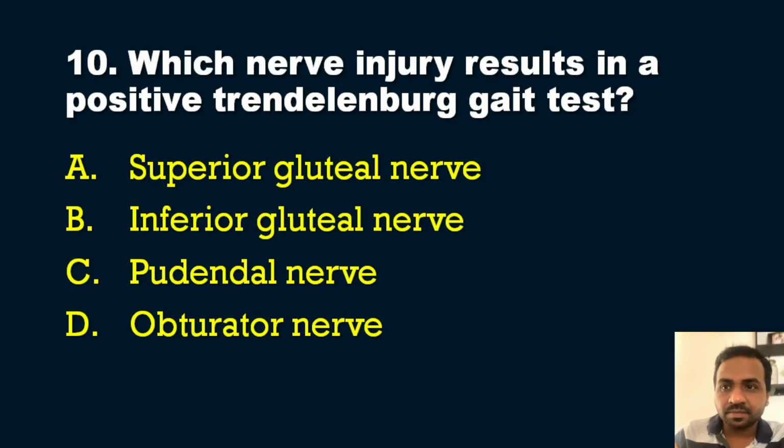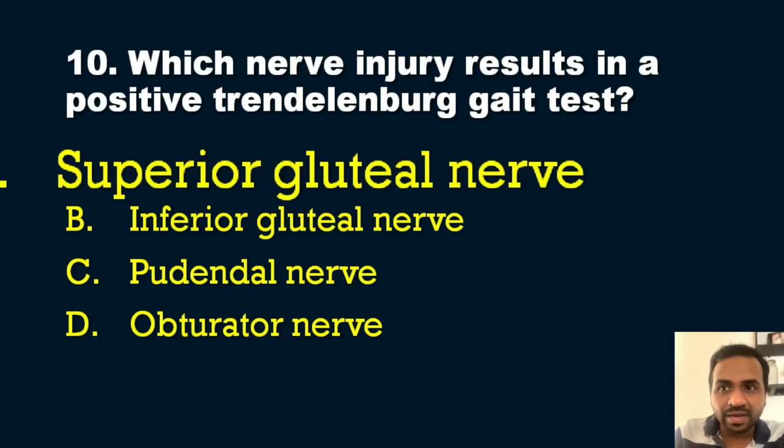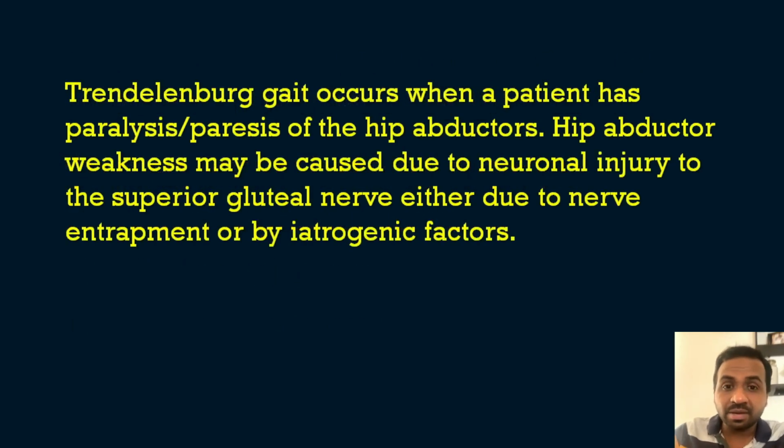So what is the answer? The answer for this question is option A, the superior gluteal nerve; it causes a positive Trendelenburg gait test. We will see what the Trendelenburg gait test is. Trendelenburg gait occurs when a patient has paralysis or paresis of the hip abductors, and the hip abductor weakness may be caused by neuronal injury to the superior gluteal nerve, either due to nerve entrapment or by iatrogenic factors. So the superior gluteal nerve is the injured nerve in the Trendelenburg gait.